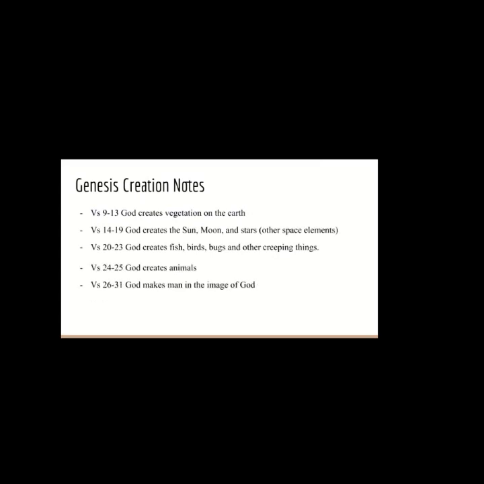God creates vegetation on the earth. This is where he brings out the earth. He separates the waters from the ground. In verses 14 through 19, God creates the sun, the moon, the heavens, and other space elements. Verses 20 to 23, God creates fish, birds, bugs, and other creeping things on the earth. Verses 24 to 25, God creates animals. And 26 to 31, God makes the man in the image of God.